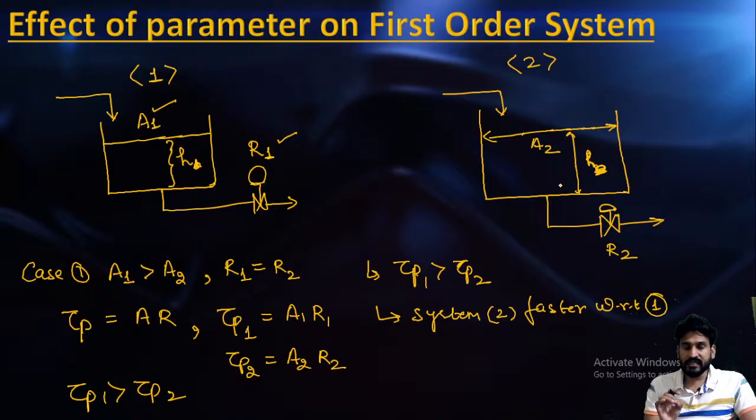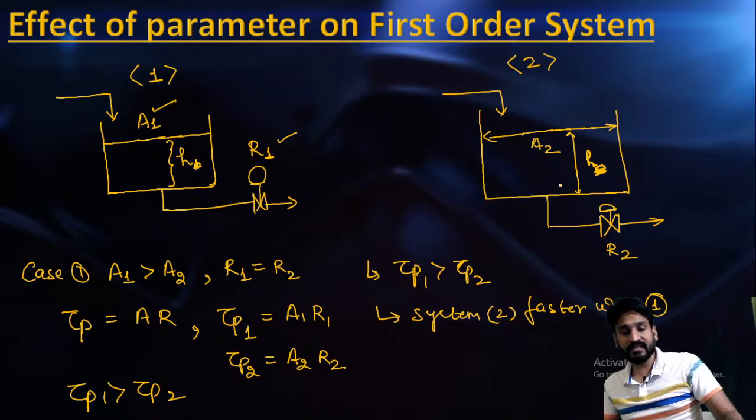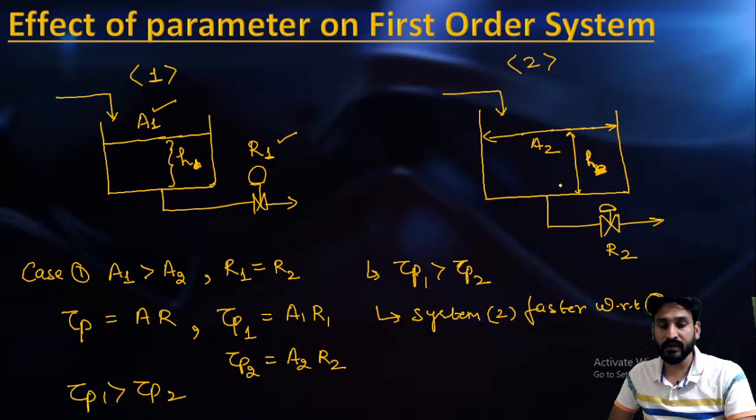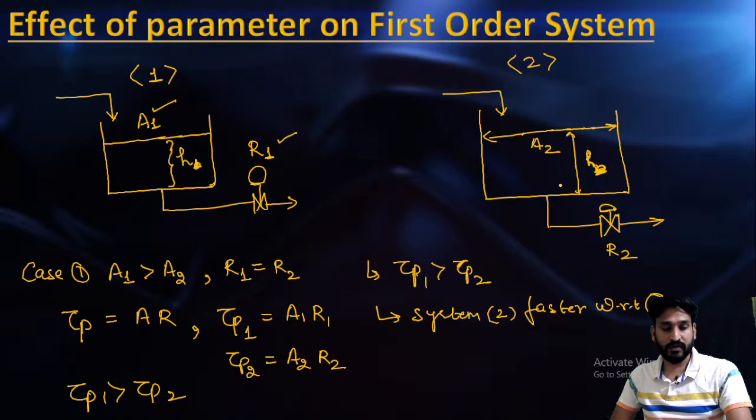Right. So this means system 2 is faster as compared to system 1. Okay, I'll discuss this topic in the next class, guys, because this topic takes some time. We have 3 to 4 cases and I have to define a different graph for each, and after that we will solve some questions based on it so that you will get all the points.